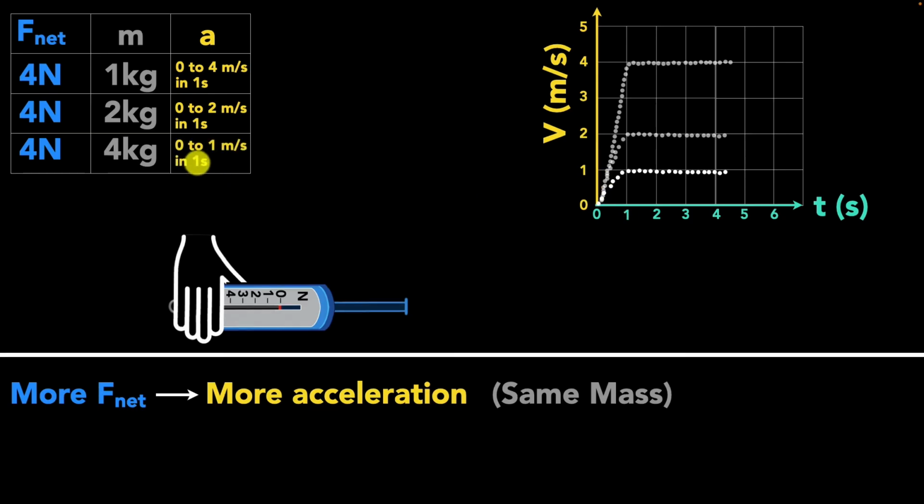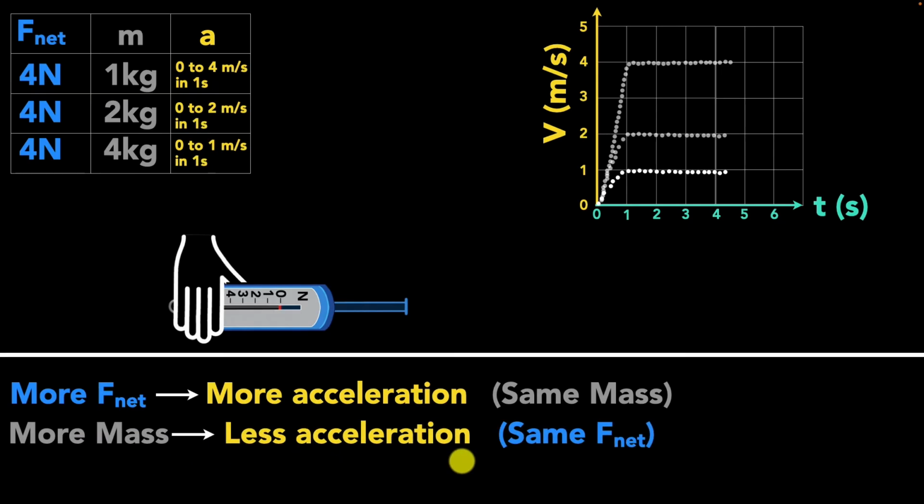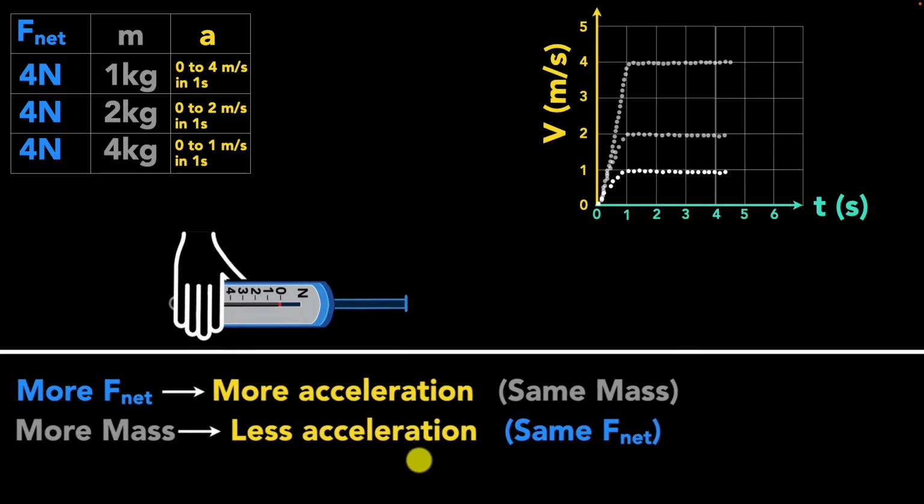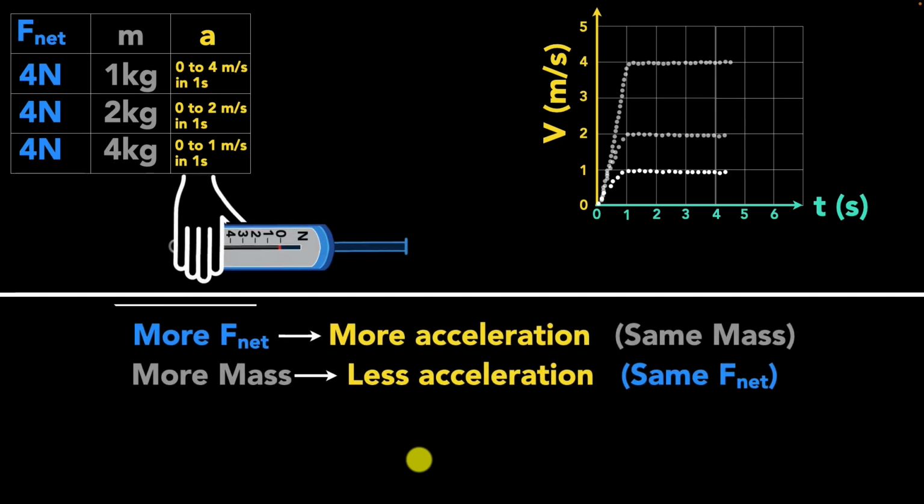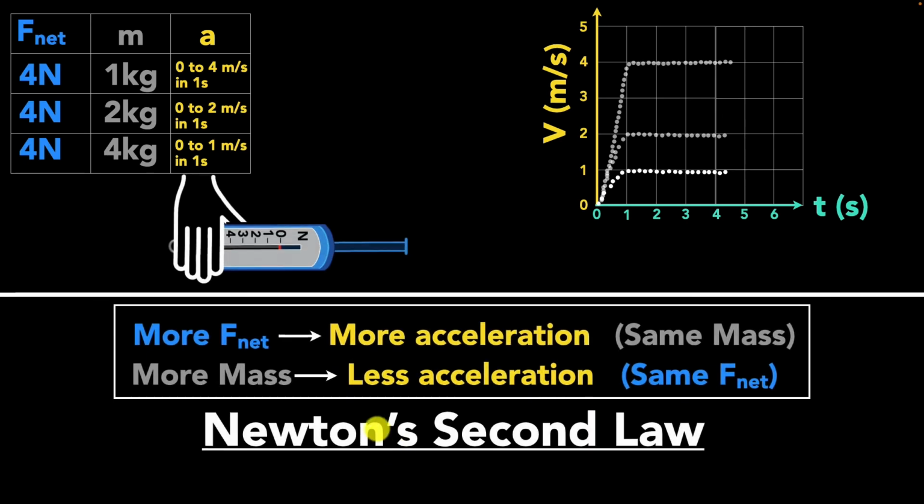So what do we notice? We notice that for a given force, if the net force is the same, if the mass increases, the acceleration reduces. So more mass gives you less acceleration for the exact same net force. This is the essence of what we call Newton's second law. Of course, we could be more quantitative, but I think this captures the essence beautifully. Newton's second law is one of the most important laws in physics because it allows us to predict the motion provided we know the net force acting on the object.